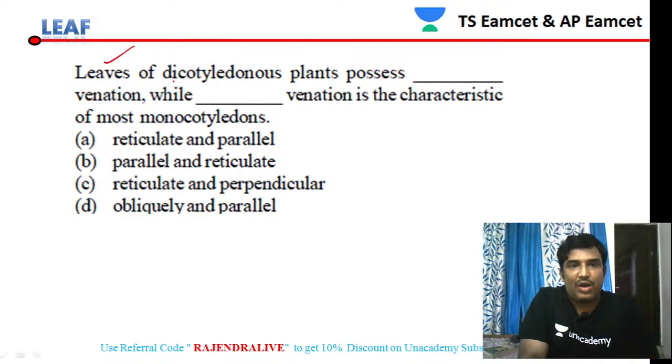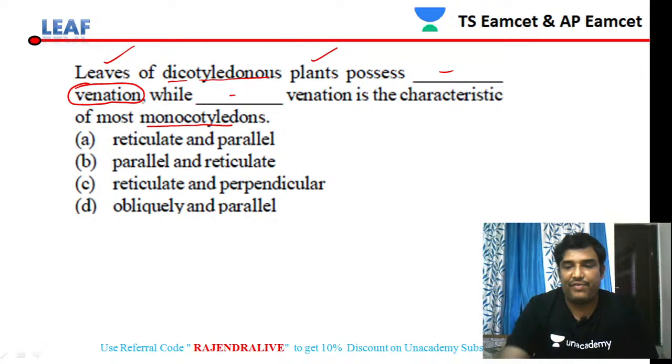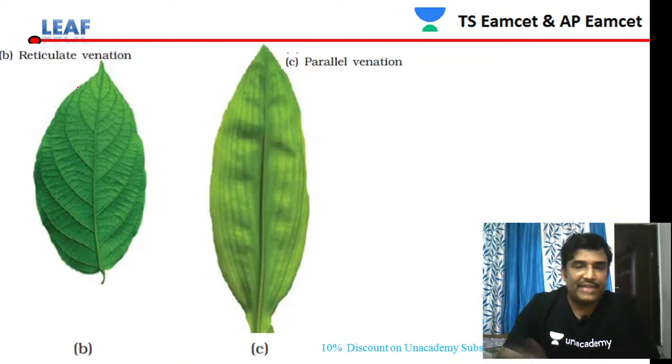Leaves of dicotyledonous plants possess dash venation. That is the question, where dash venation is characteristic of the monocotyledons. Before answering this question, you should know what venation is.